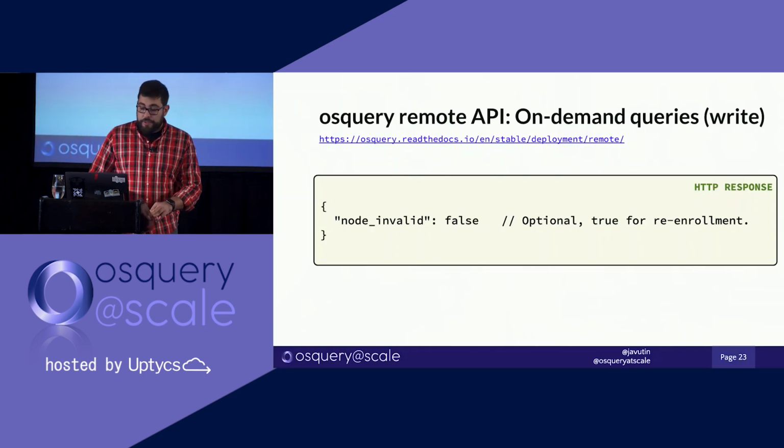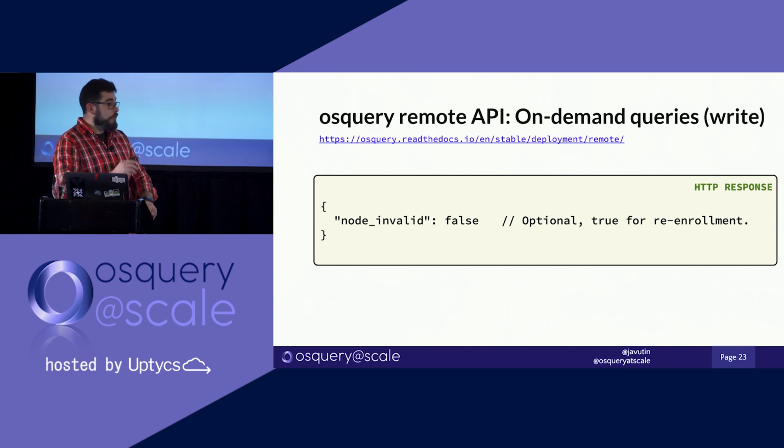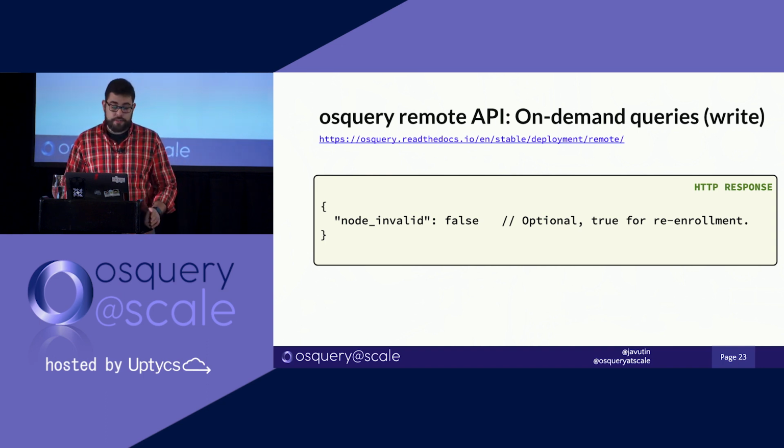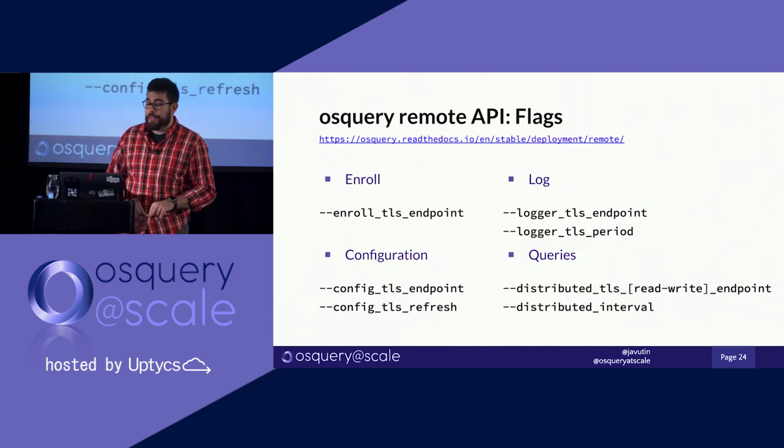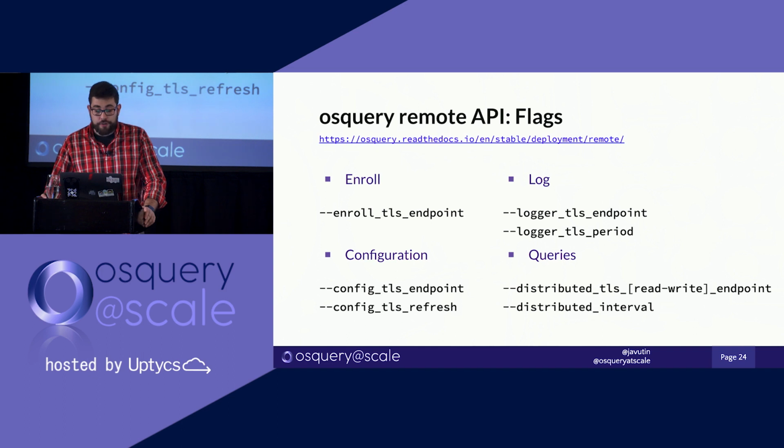Okay, so that was the request to the write. Response, same thing, node invalid. If everything went fine, you can just skip this step, but it's the same thing as the other endpoints. So we went through the details of the implementation of these handlers. Now we talk about how it should look if you implement the enroll handler, the logging, configuration, and the queries.